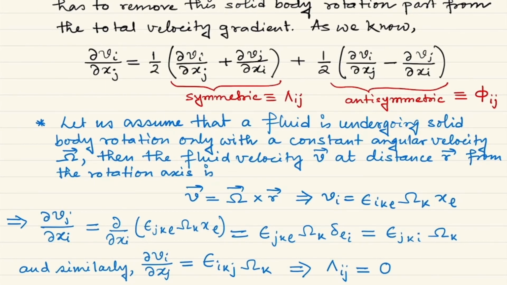So it simply says that when this body has a solid body rotation, the symmetric part of this velocity gradient actually vanishes identically. So if we want to assign the property of the solid body rotation to some part of this velocity gradient, that will be this part. So actually this antisymmetric part carries the signature of rotation, and the symmetric part is free of solid body rotation effect, because this vanishes for a solid body rotation.